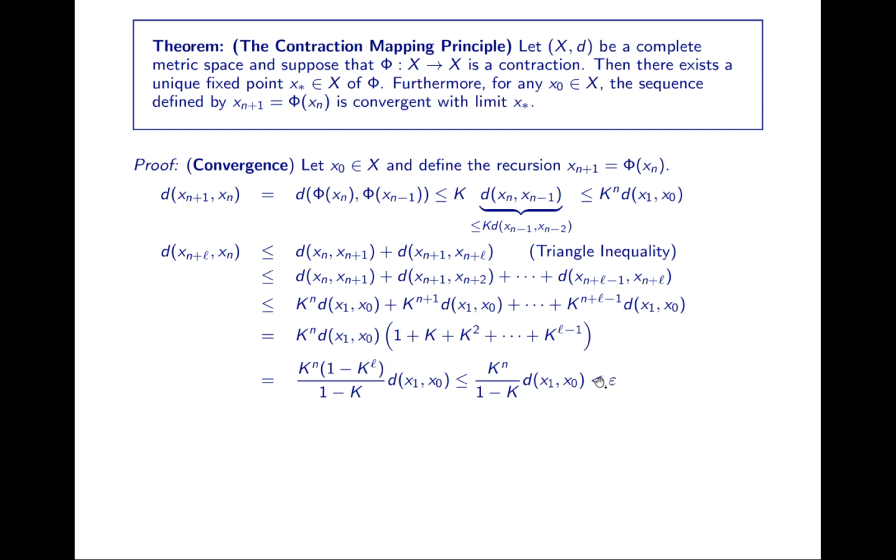And I want it to be less than epsilon. So this inequality is a hopeful inequality. I want it to be less than epsilon because if it is, for n large enough, then I have my Cauchy criteria. So what do I need for that to be true? Well, this is true if and only if k to the n is less than epsilon times 1 minus k over that original distance.